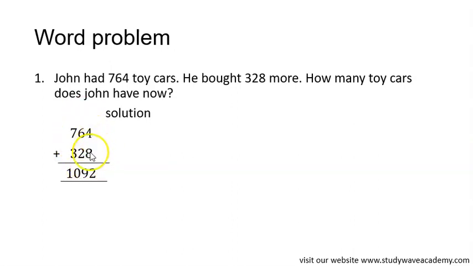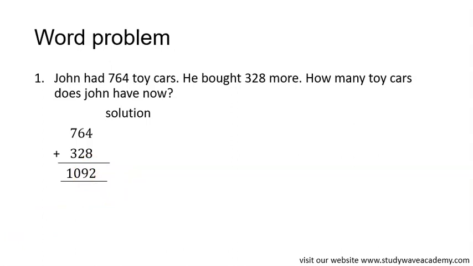Ones in ones, tens in tens, hundred in hundred. So 4 plus 8 is going to give you 12. You write 2 and carry 1. 1 plus 6 is 7. 7 plus 2 is 9. You write down 9. Then 7 plus 3 is 10. You write down 10 because there is no other number for you to carry over, okay? So 764 plus 328, the answer is 1,092. So John has 1,092 toy cars now, okay?